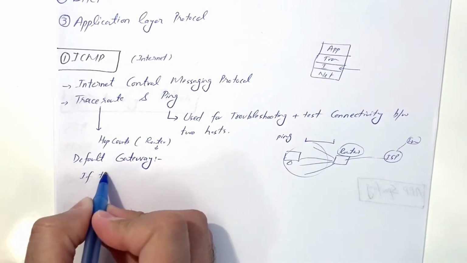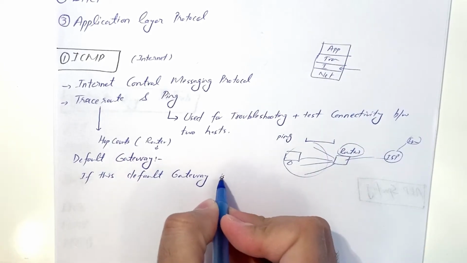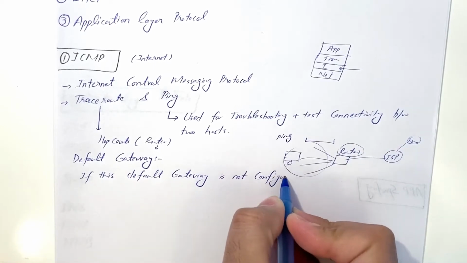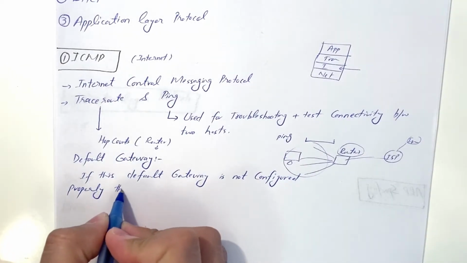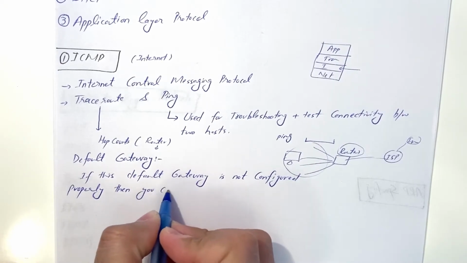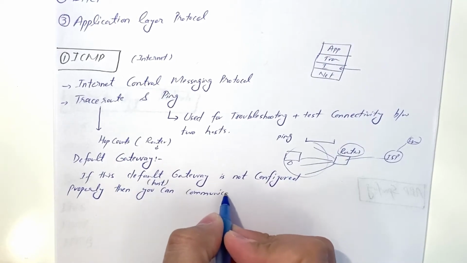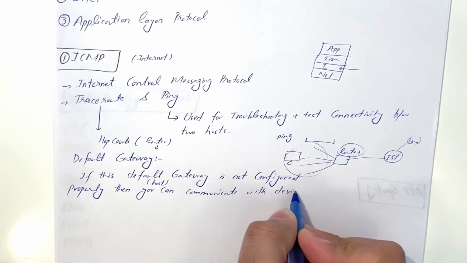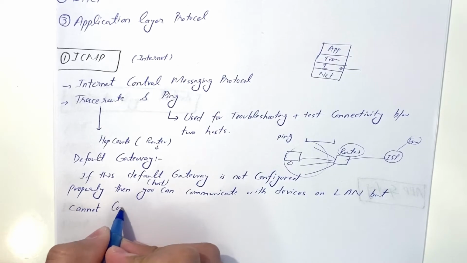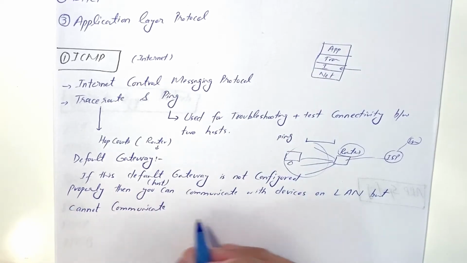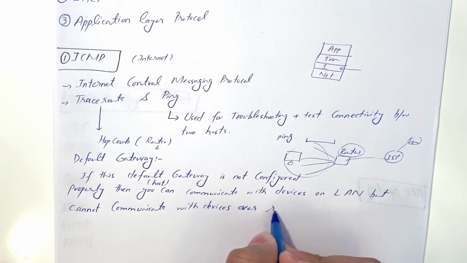So if this default gateway is not configured properly, or for example if it is configured incorrectly, then a host can communicate with devices on the local area network but cannot communicate with devices over a remote network.